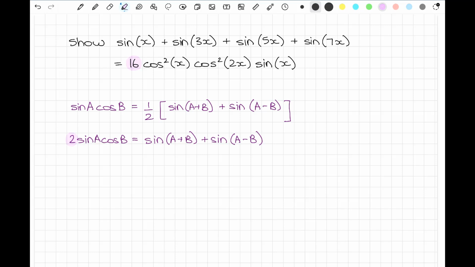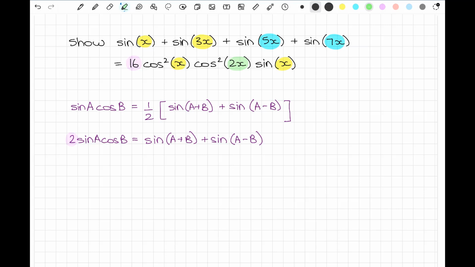From here, this is maybe where the moment of creativity is required, but we have to think, how can I get from angles that have x and 3x and 5x and 7x into a result that only has x and 2x? And here, there's really no rule. I think it's really just a matter of exposure to enough of these kinds of questions to get good at what I'm about to do next.